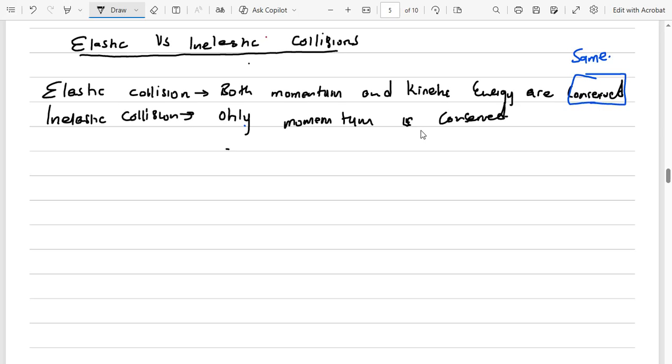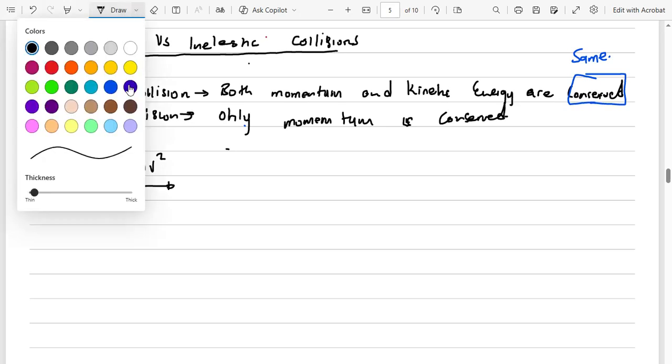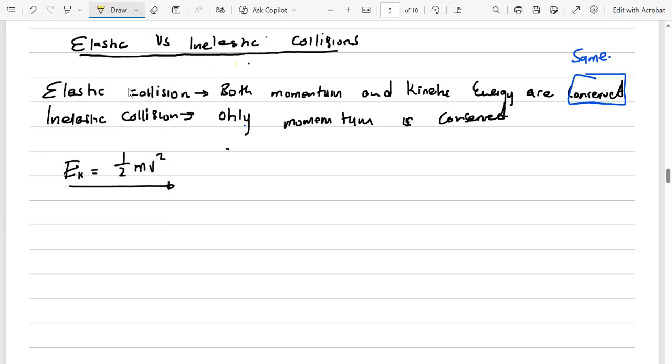And to prove that, if you want to prove whether a collision is elastic, we only prove that kinetic energy is conserved. Understand? So now remember, kinetic energy, it's EK, it's equal to half mass times the velocity squared. You understand that part? EK is kinetic energy, m is the mass, v is the velocity. Let me quickly try and summarize everything here.